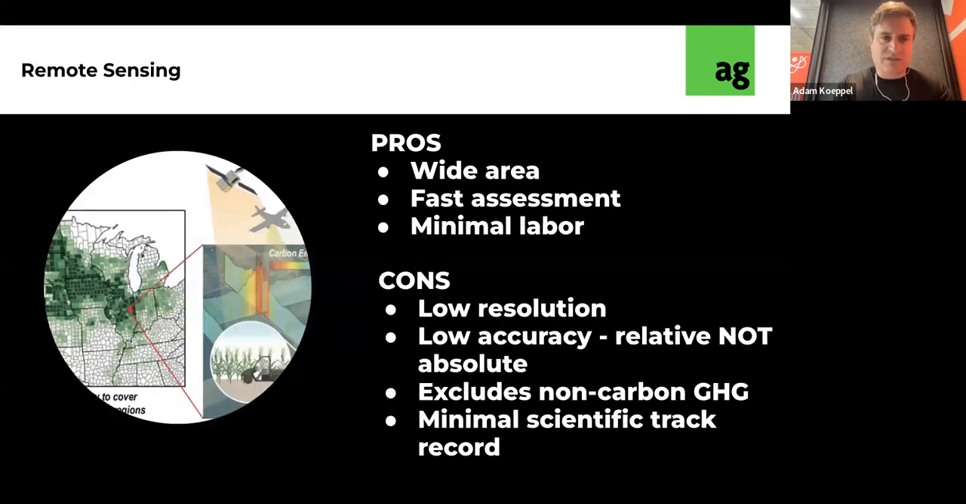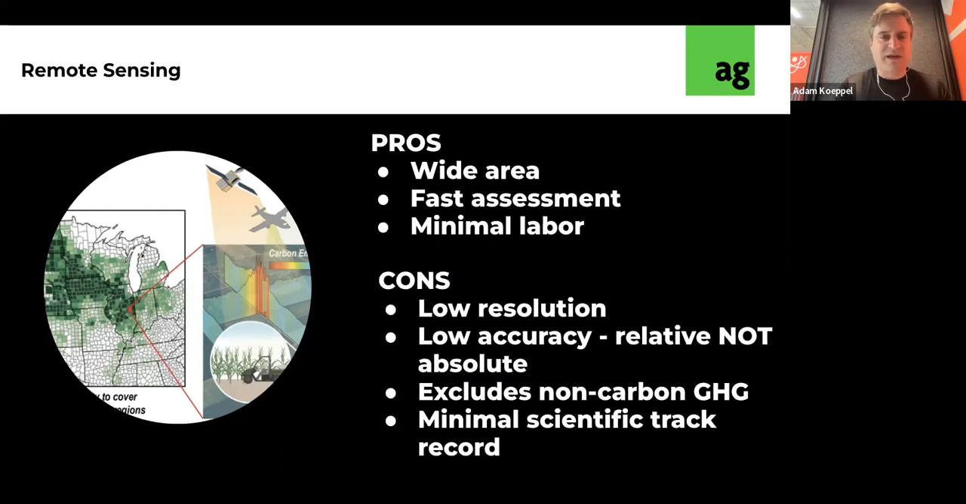So another approach to assessing soil carbon is remote sensing. And remote sensing means measurement from afar. So as opposed to getting down in the dirt and actually measuring, you're using sensing equipment typically mounted on an aircraft or more frequently a satellite to gather data to understand what's happening.